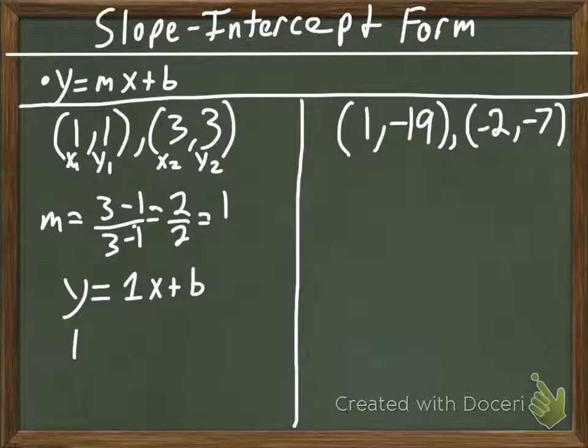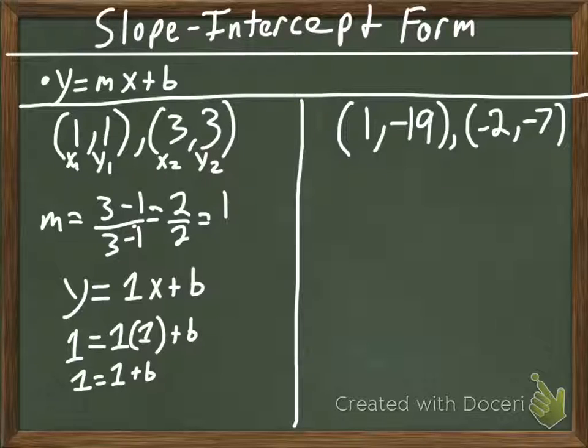So I'm going to plug in 1 for y, plug in 1 for x, plus b. So we get 1 equals 1 plus b, subtract 1, and we see that b equals 0. So our b equals 0. So that means up here where this plus b is, we can get rid of b and put plus 0, but we don't actually have to put plus 0. So our answer is just y equals 1x.